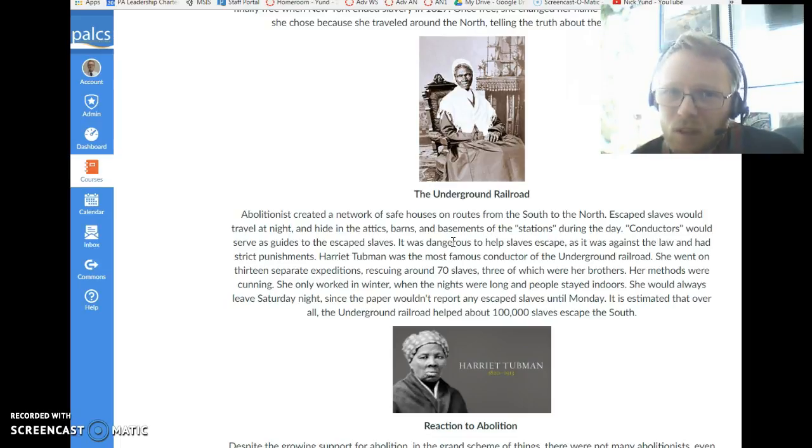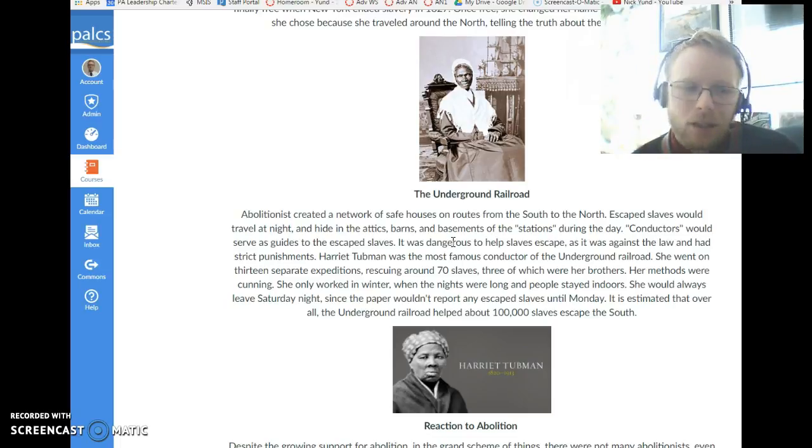Harriet Tubman was the most famous conductor of the Underground Railroad. She went on 13 separate expeditions, rescuing around 70 slaves, 3 of which were her brothers. She was an escaped slave herself. Her methods were very cunning, very smart lady.